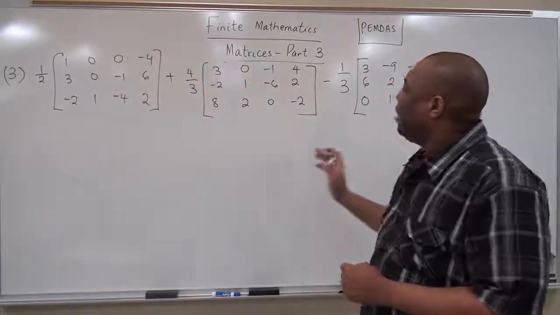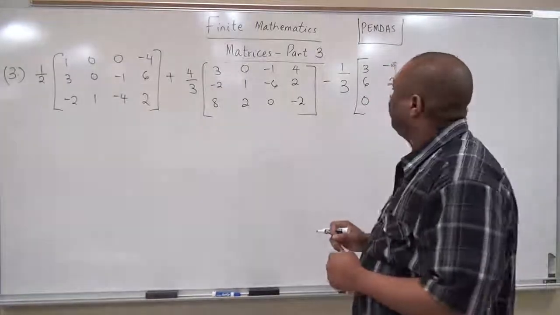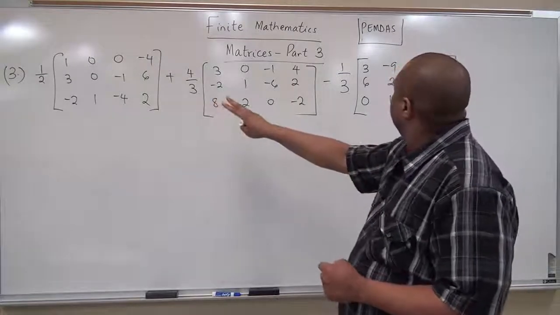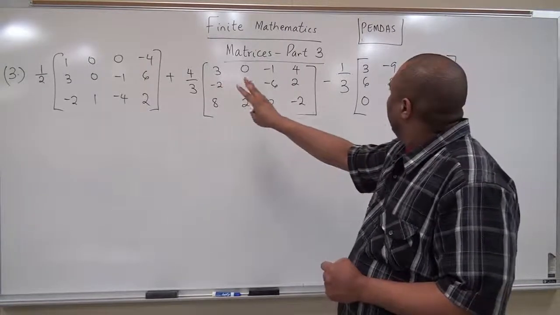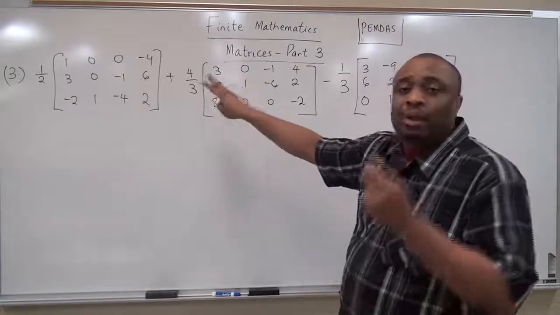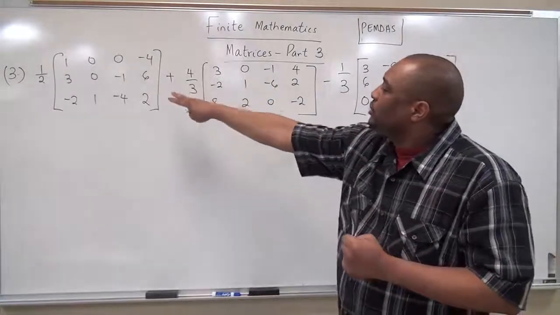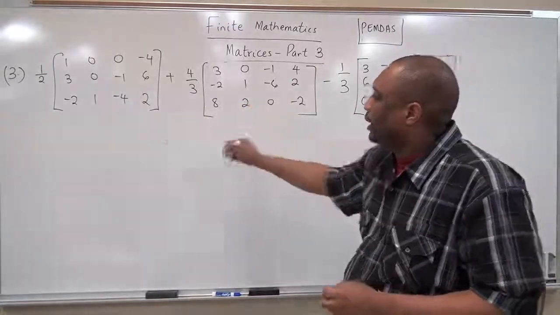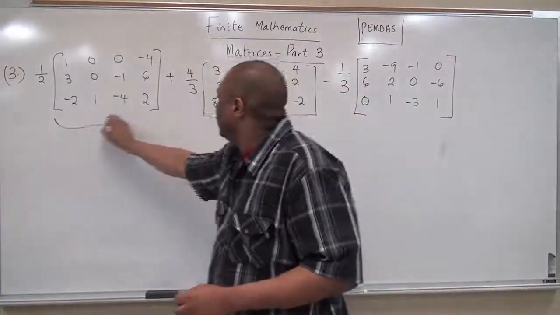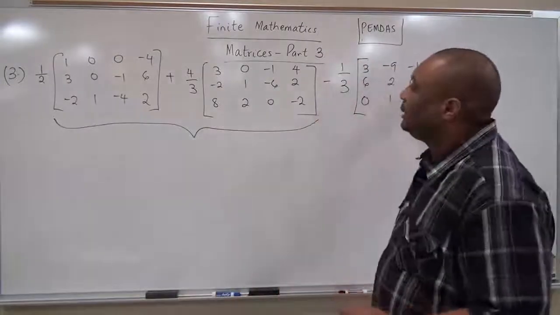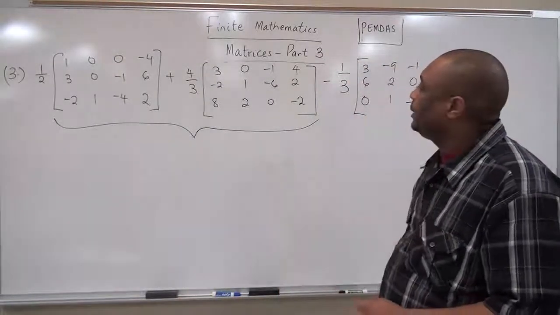So I would want us to do the scalar multiplication, two at a time first. Let's do these two first. Okay, let's do these two guys first. And then whatever we get, we can now handle this guy. Okay?